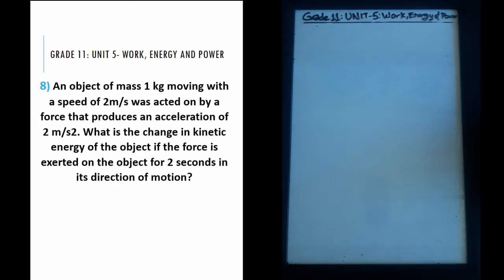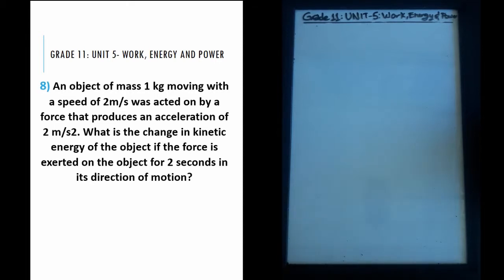So we are doing the 8th question in the series, and this question says, an object of mass 1 kg moving with a speed of 2 meters per second was acted on by a force that produces an acceleration of 2 meters per second squared. What is the change in kinetic energy of the object if the force is exerted on the object for 2 seconds in its direction of motion? Wow, that is a whole lot of information.